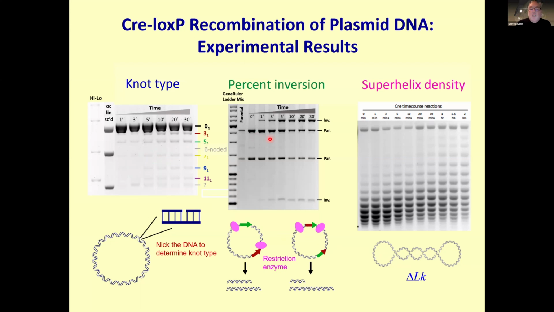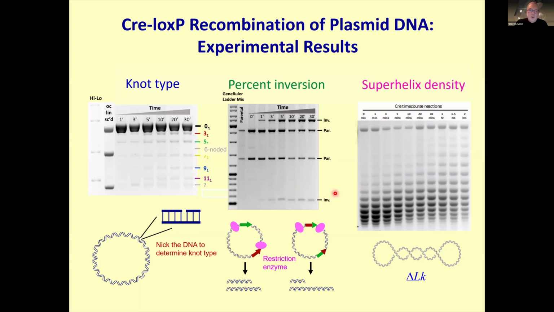We also measure the extent of inversion, which tells us the overall progress of the reaction, and we can do that by quantitating the amount of DNA in the parental form, these two bands here, versus the inverted form of the plasmid, which corresponds to these bands here.